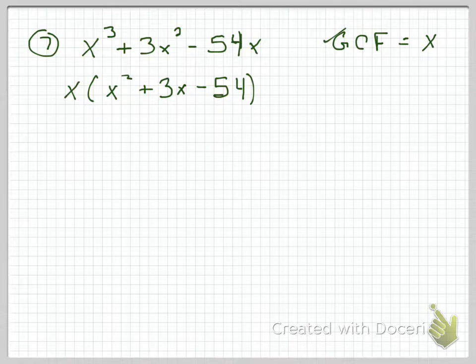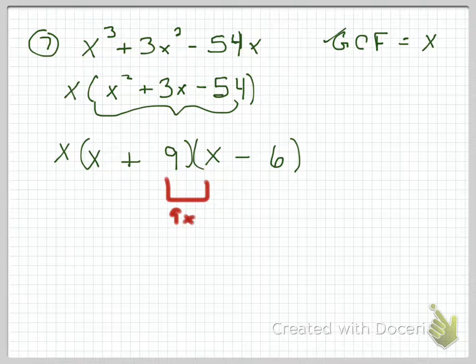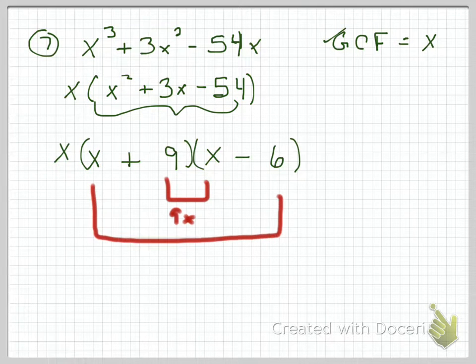Then we look at what's left over. We've got an x on the outside. That's 3 terms. We try to unfoil it. 54 is 9 times 6. We make this one positive, this one negative. And by doing that, we get 9x here. We get negative 6x there. And they add up to 3x.